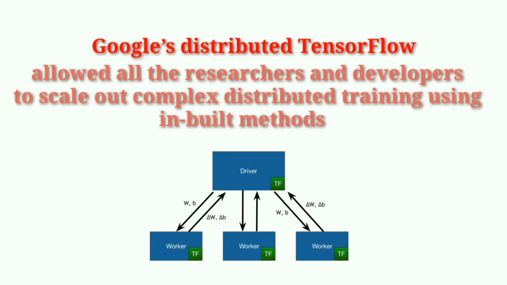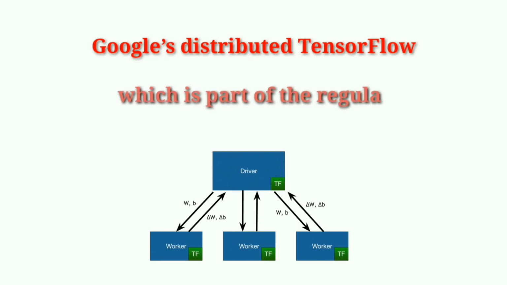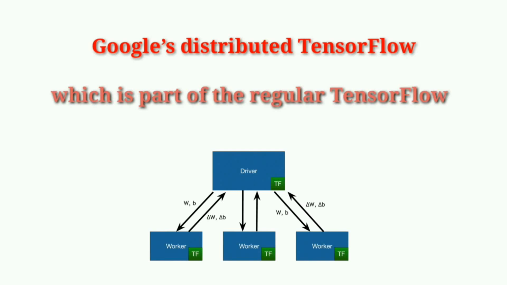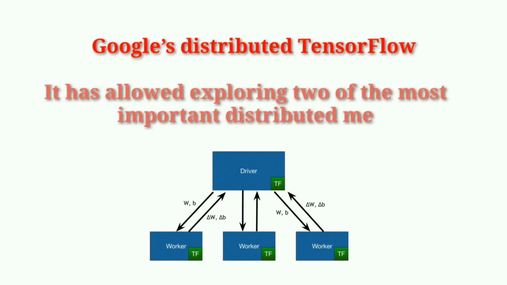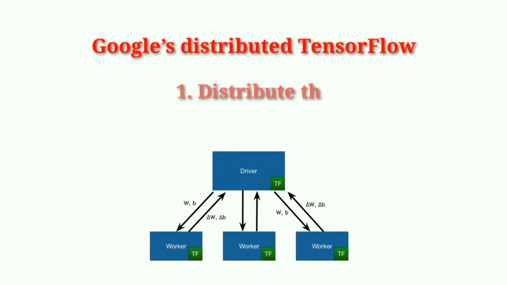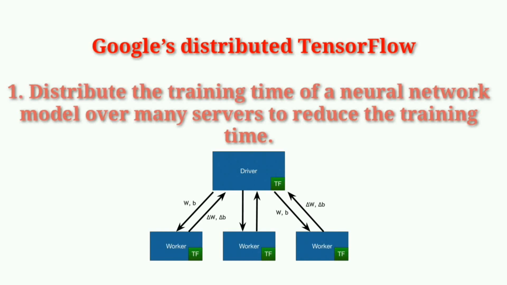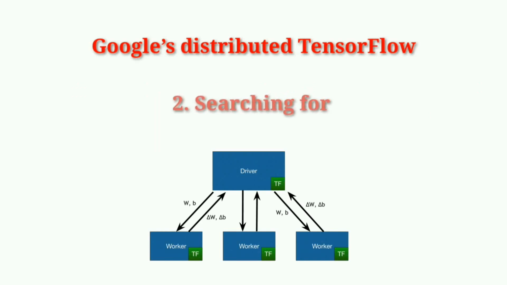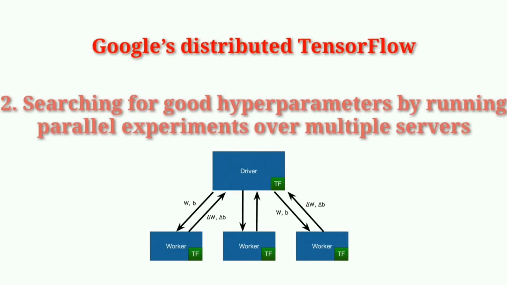Google's distributed TensorFlow has allowed all the researchers and developers to scale out complex distributed training using inbuilt methods and operations that optimize distributed deep learning among servers. Google's distributed TensorFlow engine, which is a part of regular TensorFlow, works exceptionally well with the existing TensorFlow operations and functionalities. It has allowed exploring two of the most important distributed methods. First, distributing the training of a neural network model over many servers to reduce the training time. Second, searching for good hyperparameters by running parallel experiments over multiple servers.